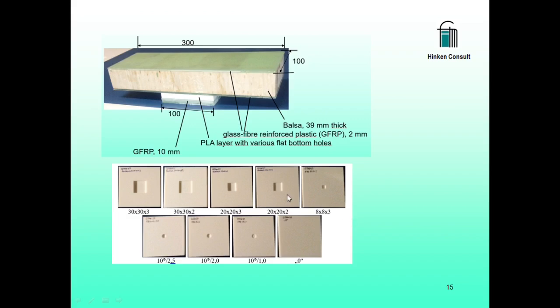The voids range from 30 millimeter times 30 millimeter times 3 millimeter down to 0. The lens-based detection system is moved meander-like on top of the model, and the lens is designed to focus such in the PLA plate.